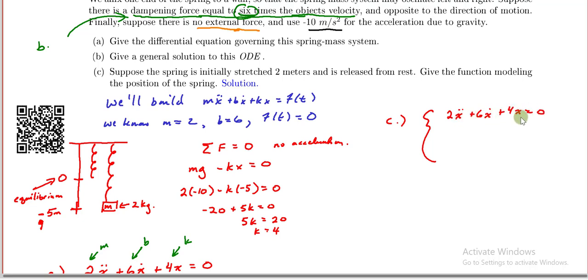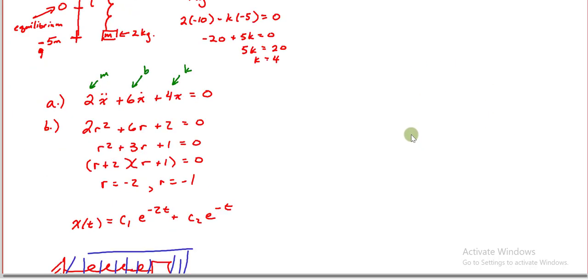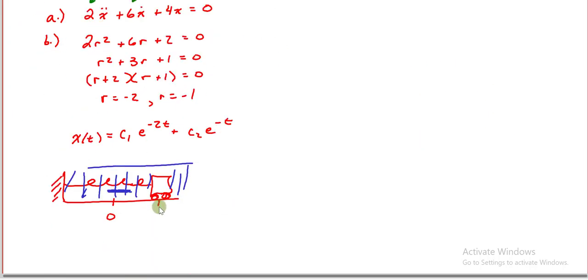This is a second order ODE, and so the IVP is going to have two initial conditions. We're told that the spring is initially stretched 2 meters, and I should have said 2 meters to the right. Let me make sure that's what I did in my notes. Yeah, this should be 2 meters to the right, and so then x of 0 we know is 2. So in this problem, before we release it, we stretch it 2 meters to the right, and then we release it.